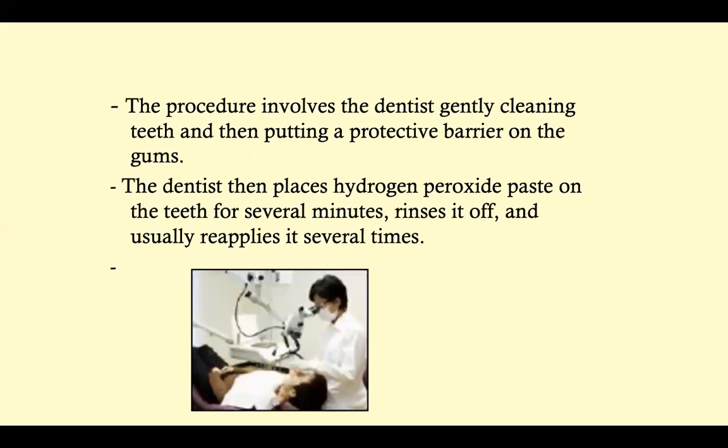The procedure involves the dentist gently cleaning teeth and then putting a protective barrier on the gums. The dentist then places hydrogen peroxide paste on the teeth for several minutes, rinses it off, and usually reapplies it several times. So there are two methods.